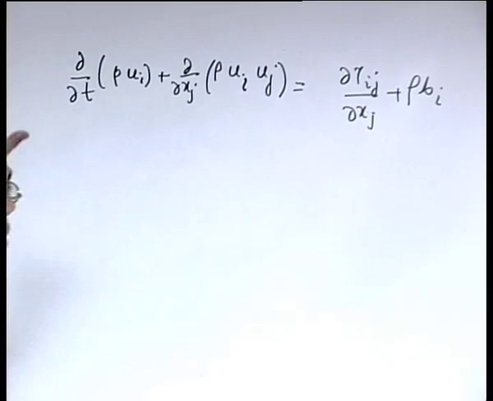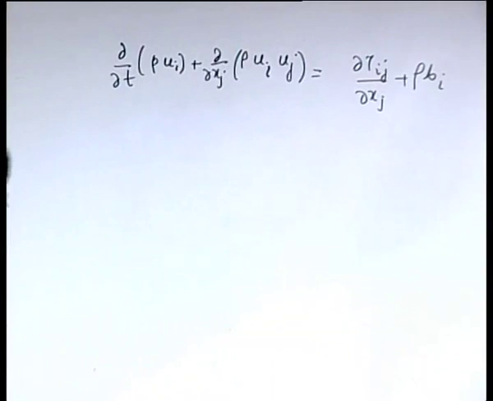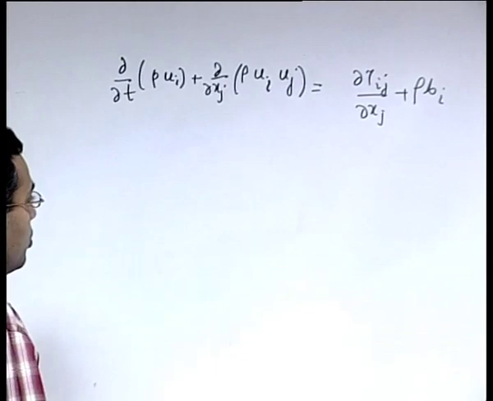Now, this equation is quite general because it is not specific to any type of fluid. So, you can use it for all types of fluids, and how you demarcate one fluid from the other all depends on how you specify this tau ij. So, what is this tau ij? Let us look into it more carefully.